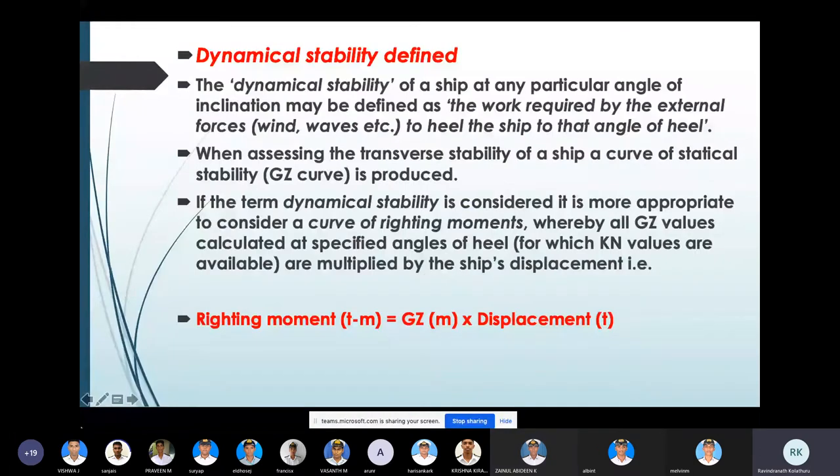Fine. So let's discuss dynamical stability. Statical stability, I already discussed: the ability of a vessel to come back to its upright position when it is forcibly heeled by external forces. Whereas dynamical stability of a ship at any particular angle of inclination may be defined as the work required by the external forces, such as winds and waves, to heel the ship to that angle of heel. Now, what is the difference? What do you find here between dynamical and statical?